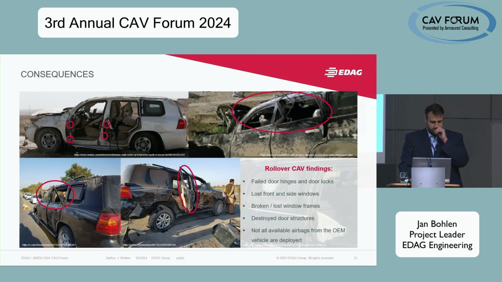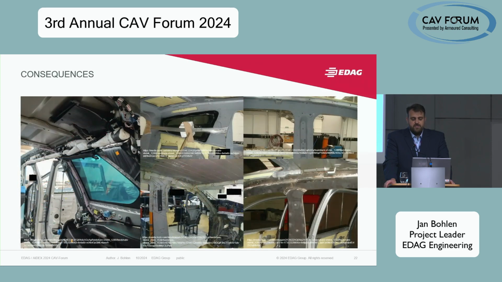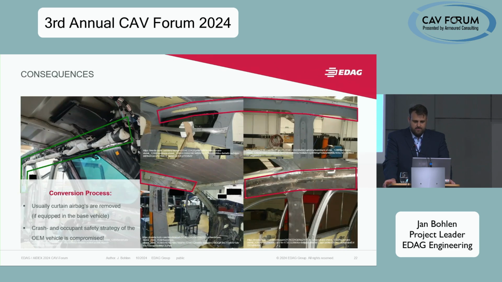But what do we see if we investigate armored vehicles after a rollover crash? Failed door hinges, and of course also door locks, lost front and side windows, broken or totally lost window frames, and of course destroyed door bodies, and last but not least, that not all available airbags from the OEM vehicle are deployed. And what's the reason for that?